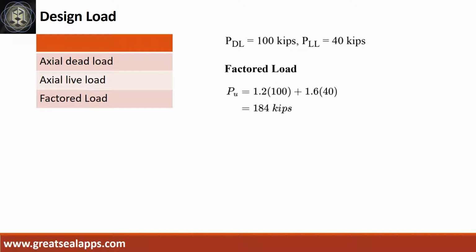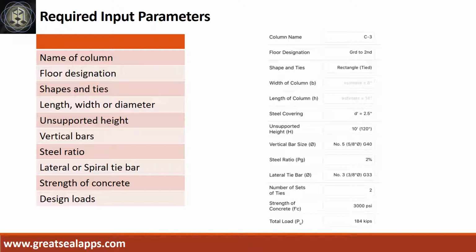The column carries an axial dead load of 100 kips and an axial live load of 40 kips, for a factored load of 184 kips. Enumerate input parameters required. Column name C3, floor designation, ground to second, shapes and ties, rectangle, tied, unsupported height 10 feet, vertical bars 5/8-inch diameter at grade 40, steel ratio 2%, lateral tie bars 3/8-inch diameter at grade 33, strength of concrete 3000 psi, and total load 184 kips.